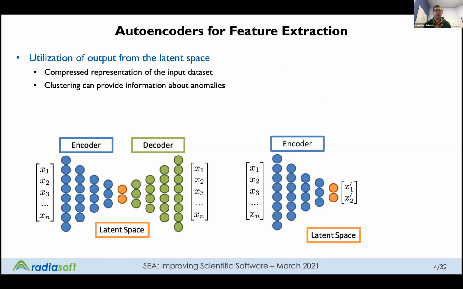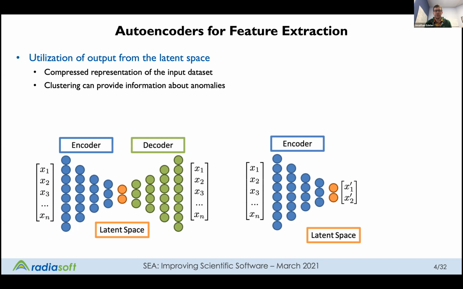So there are three common use cases for autoencoders. The first one is feature extraction, which is broken down into two subsets. One feature extraction method is to train the autoencoder on your data set and then look at the output of the latent space. Once the neural network is trained and you have all of your weights, you can cut off the decoder and just output the data at the latent space and then analyze that data set.